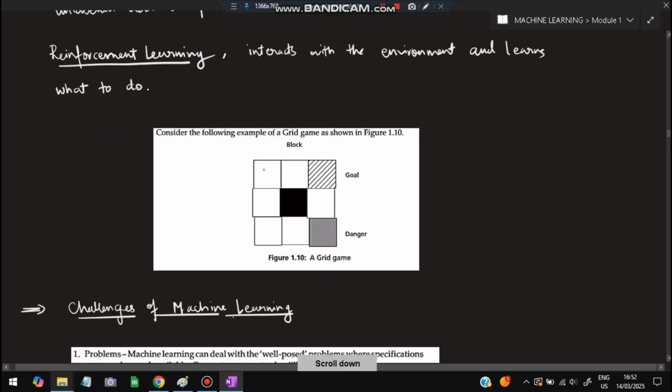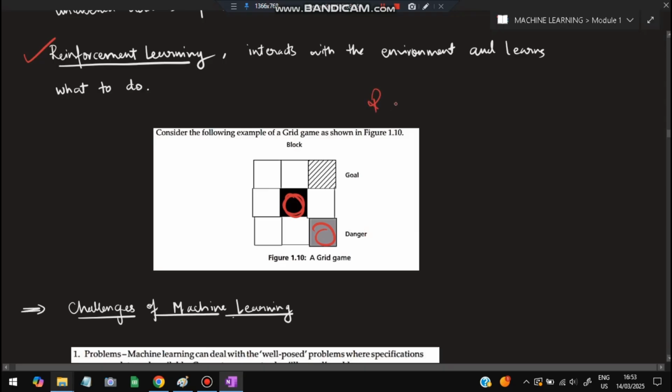Suppose there is a robot here. Okay, the robot has to reach the goal. Black, it will fall, it should avoid, and danger also, it will burn, it has to avoid. So it will try to go here, then from here it will try to go there, then it will learn you should not go there, then it will come back and go here, and then the goal will be reached. Based on the outputs and the actions, it is learning what to do and what not to do. That is called reinforcement learning.